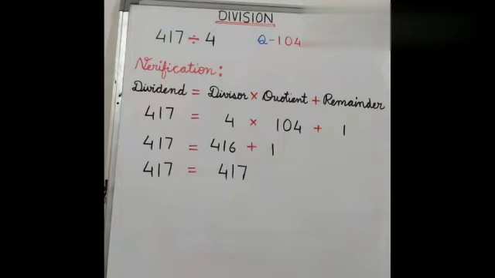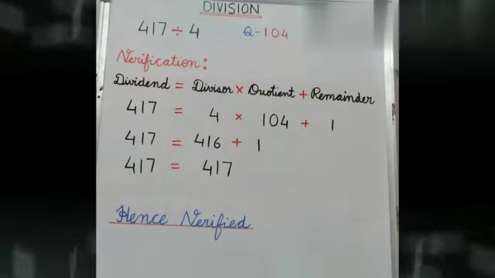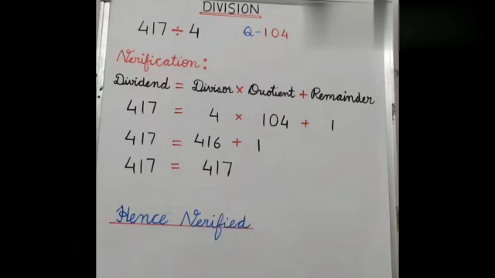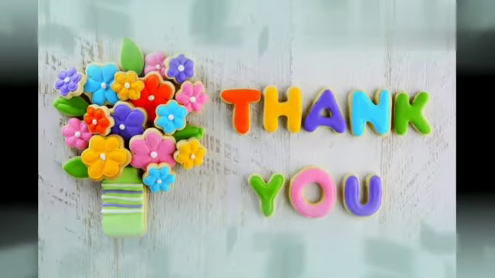Now our dividend is equal to divisor into quotient plus remainder. So both sides are equal. That means our sum is right. If the numbers on both sides are equal, then at the end we will write "hence verified" because our sum is right. But if the number is different on one of the sides, that means we need to check our division sum. So today we have learned long division and how to verify it.